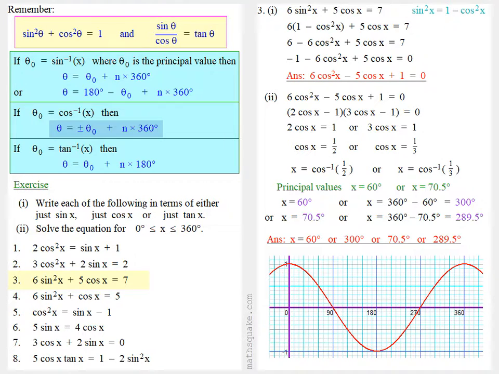Now we can see this if we draw a cosine graph. If we draw a line across where y is equal to 0.5, or a half, we see it crosses the curve at 2 points, at 60 degrees and at 300 degrees. If we draw a line across where y is equal to a third, we see again it crosses the curve at 2 points, 70.5 degrees and 289.5 degrees. These are the same answers that we had before.